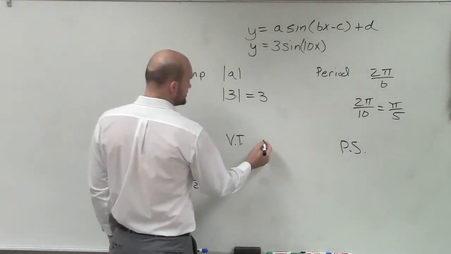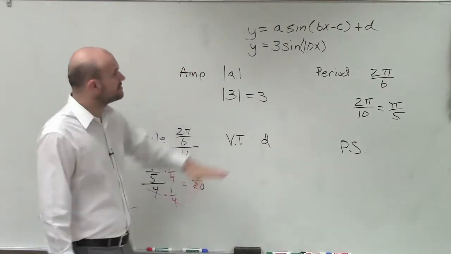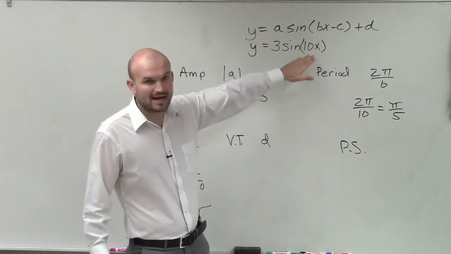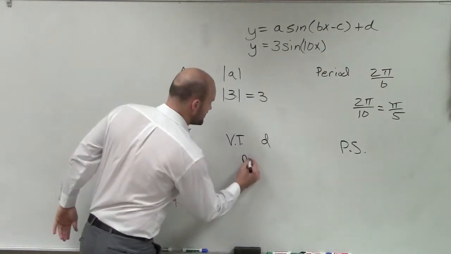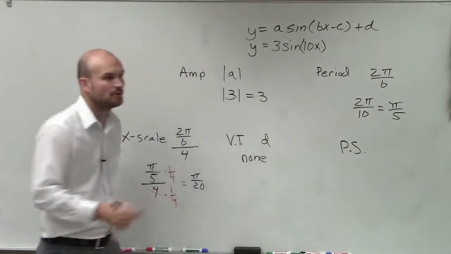Your vertical transformation is going to be your d. You guys look up here. Here, we don't have any d, right? We're not adding or subtracting anything, so there's none. There's no vertical transformation. We're not shifting our graph up or down at all.